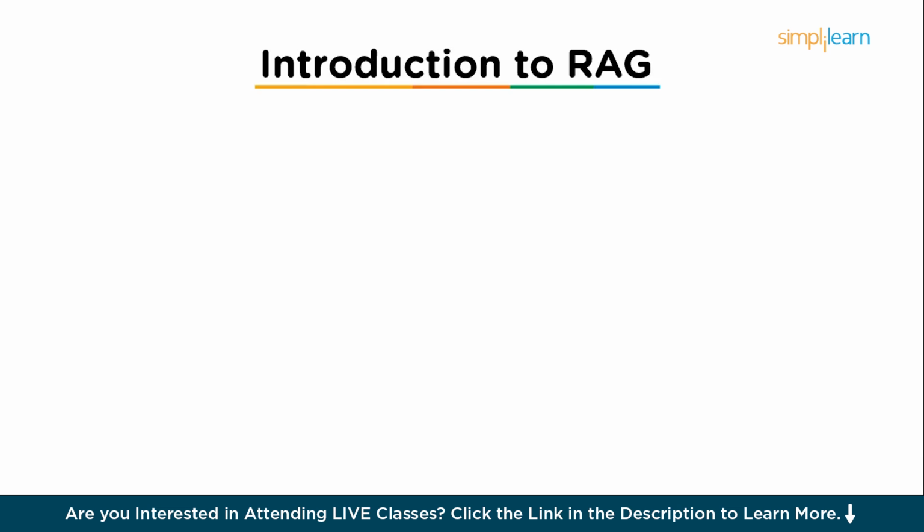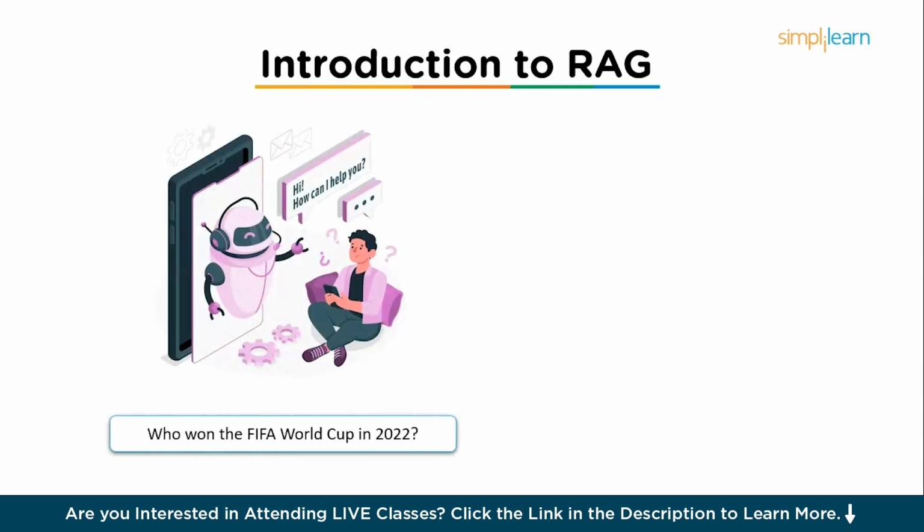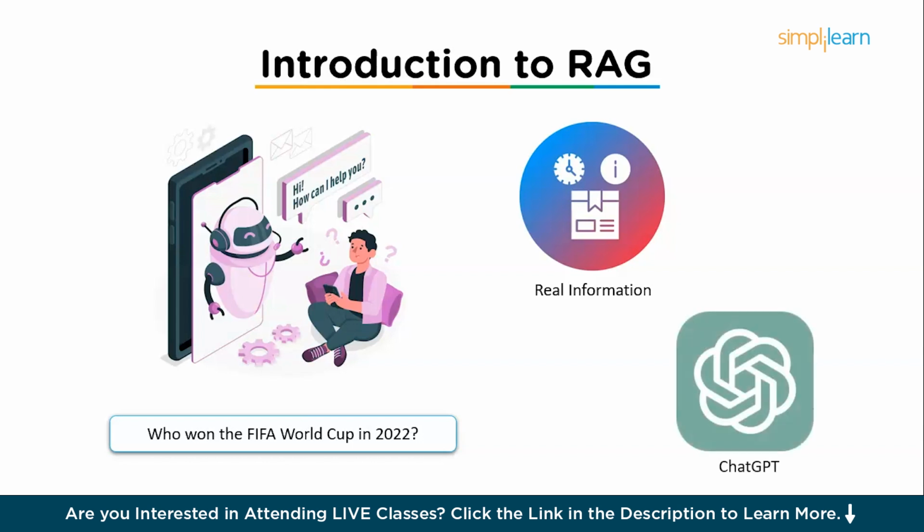So imagine you are chatting with an AI and you ask it a question. Who won the FIFA World Cup in 2022? The AI can't just guess. It needs real information. But most language models like ChatGPT are only trained up to a certain point in time. So if something happened after their training, they wouldn't know about it. Then RAG comes in. The short form for Retrieval-Augmented Generation solves this problem.